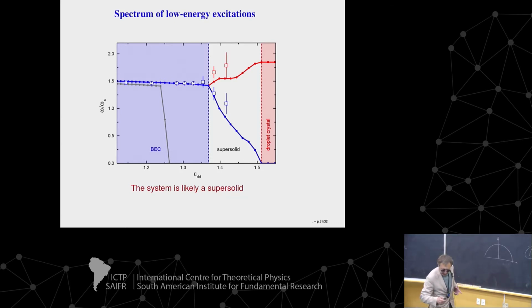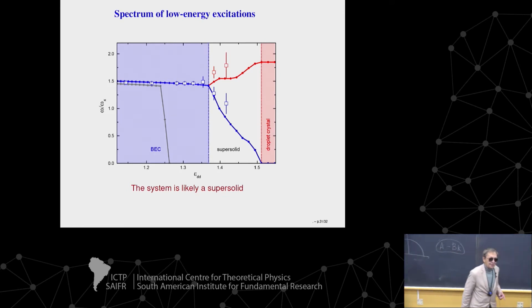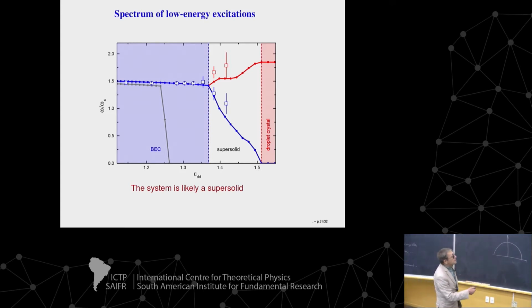And then, at some point, this excitation splits into two, the upper one and the lower one. What is this? People say, and there were theoretical investigations, I'm not sure that they are very good, but they have been done, that this is the point where you have a transition from a uniform Bose-Einstein condensate to a supersolid state.